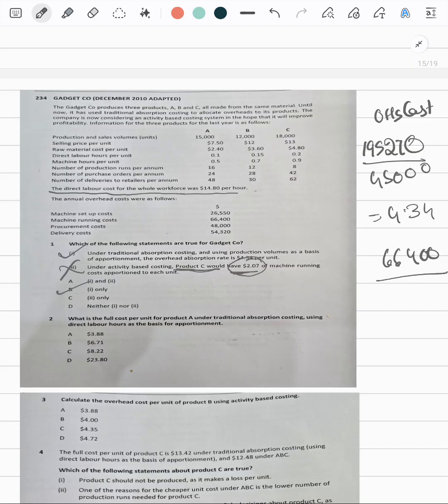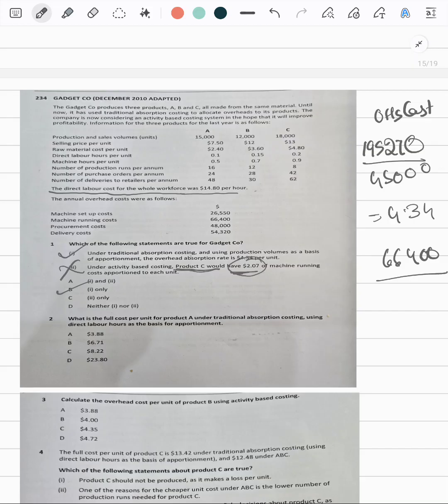assume that for machine setup cost, the cost driver can be machine hours? But machine hours is required for machine running. The number of hours taken by a machine to run itself is really different from the setups. So how many times would the machine be set up? It will be set up based on the number of production runs.